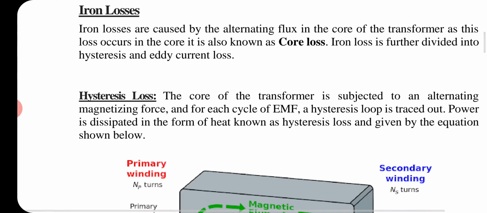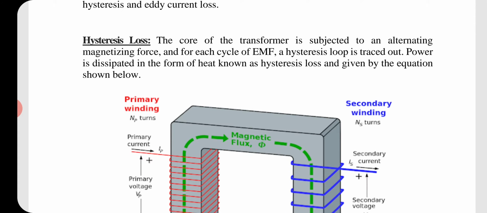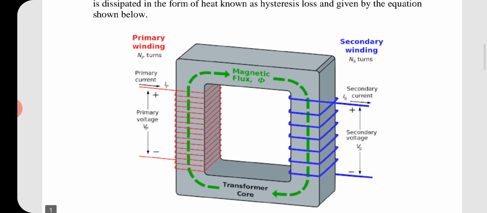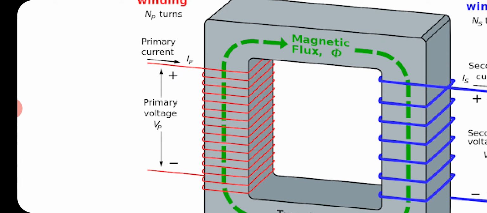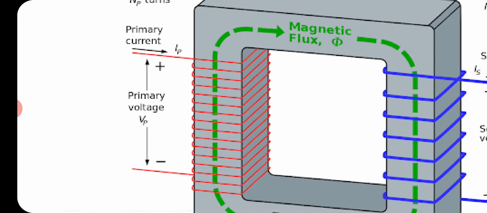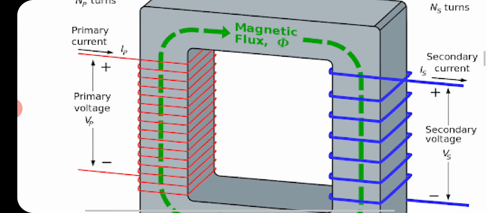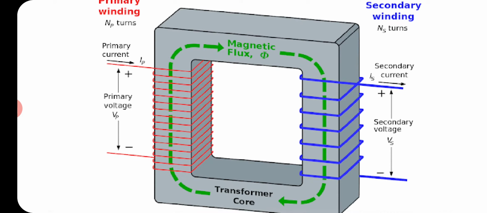Now coming to the hysteresis loss, we know that in the input side of the transformer, in the primary winding, we feed alternating current. When alternating current is supplied to the primary winding, it sets up a magnetic flux in the core, and that flux is also of alternating nature. It means the flux changes its direction and magnitude, in the positive half as well as in the negative half.